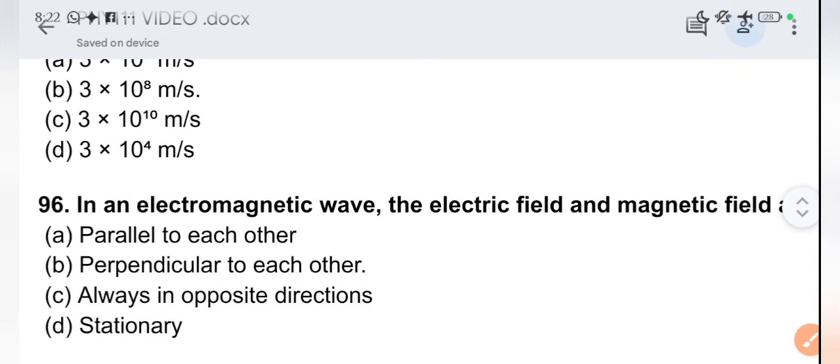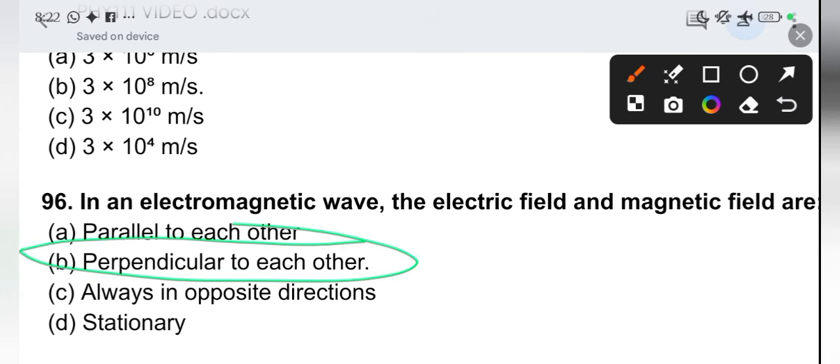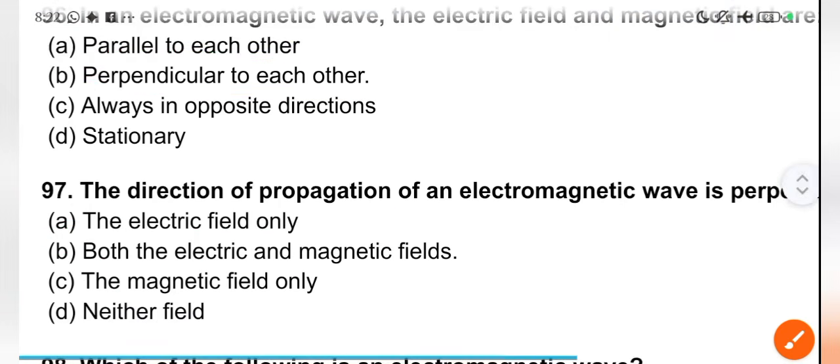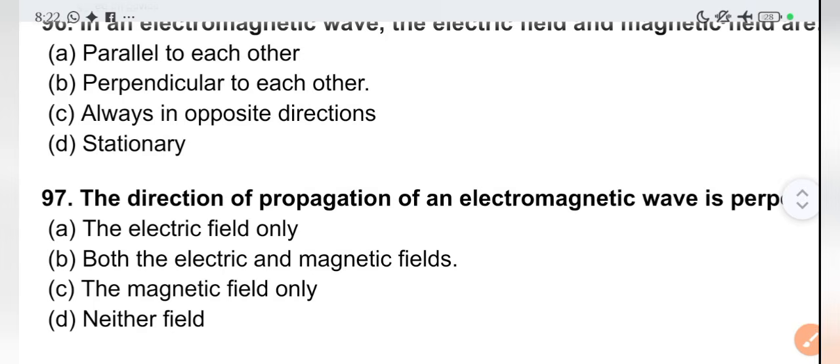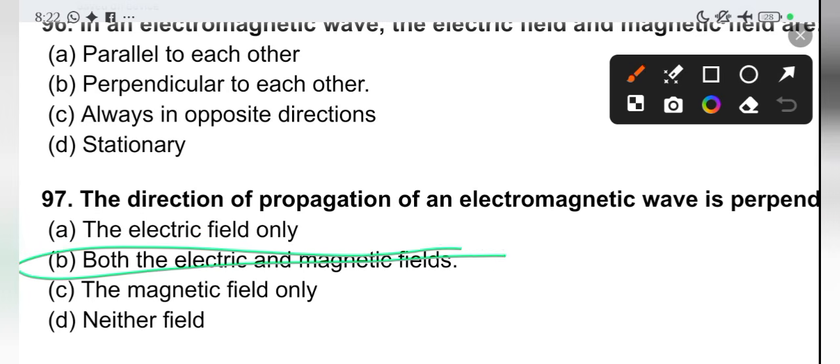In an electromagnetic wave, the electric field and magnetic field are perpendicular to each other. Please take note. They are perpendicular together. They are not parallel. They are not opposite. They are perpendicular to each other. The direction of propagation of an electromagnetic wave is perpendicular to the electric and magnetic field. You can see the same question, but it was changed.